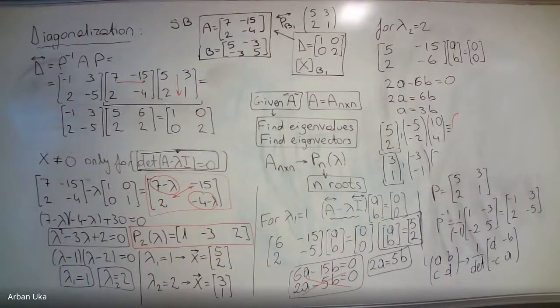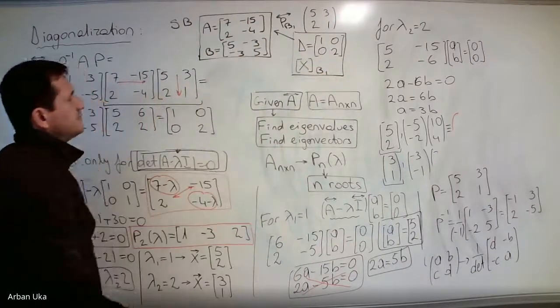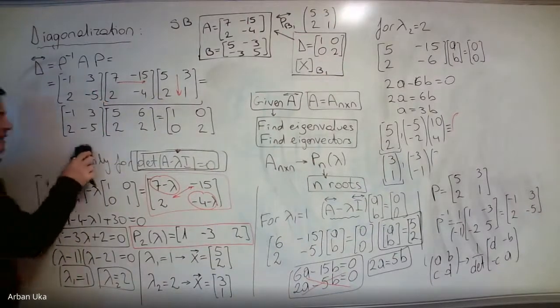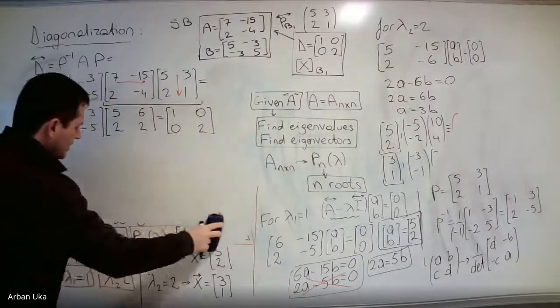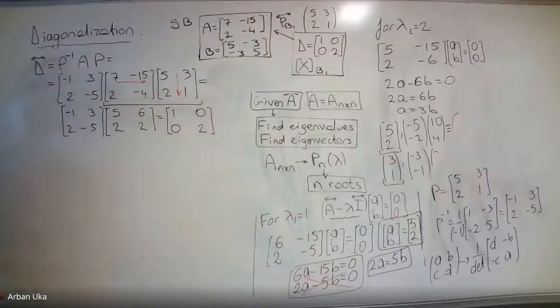So this is how we diagonalize this matrix A, and this is what we obtain here. So this matrix P that you asked me about is correct. It is the matrix which correctly diagonalizes the matrix A. Okay? Okay, now it's clear. You're welcome.